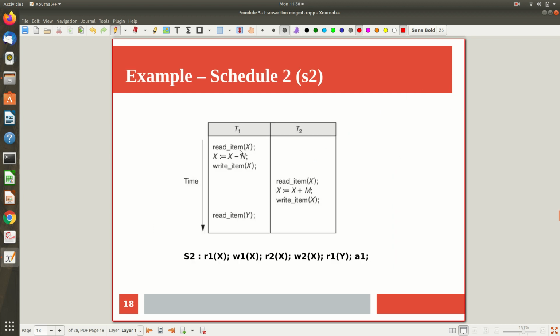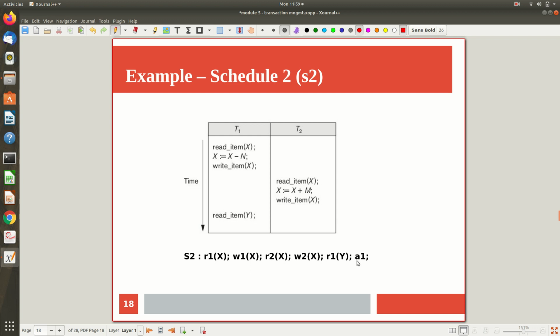This is another example. Here, read on transaction 1 on item x happens first, then write on transaction 1 on item x, then read in transaction 2 on item x, then write 2 on x. The number is a suffix, like a subscript, so that's a correct notation, or you can write it like this also. Anyway, you have to mention the transaction number as well as the item on which the operation is done.